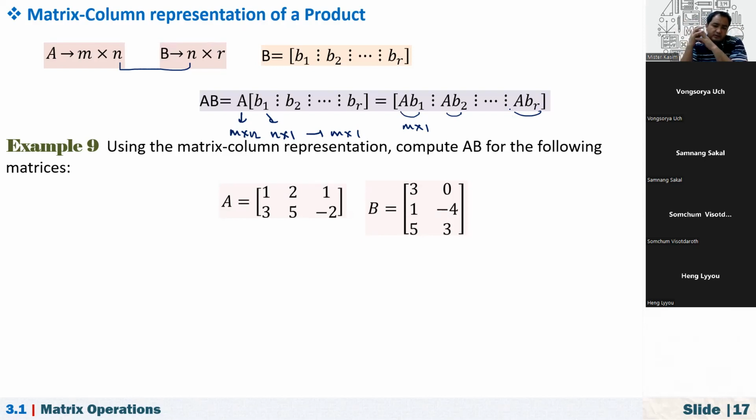Example 9, using the matrix column representation, compute AB for the following matrices.